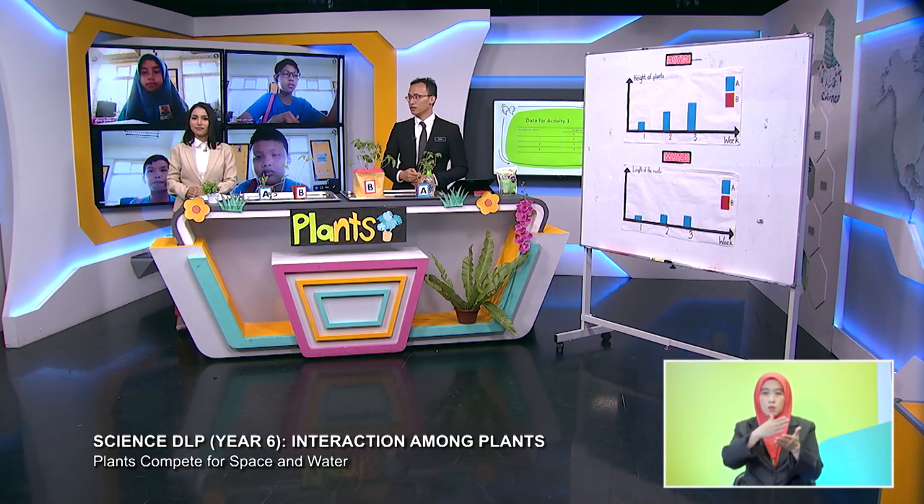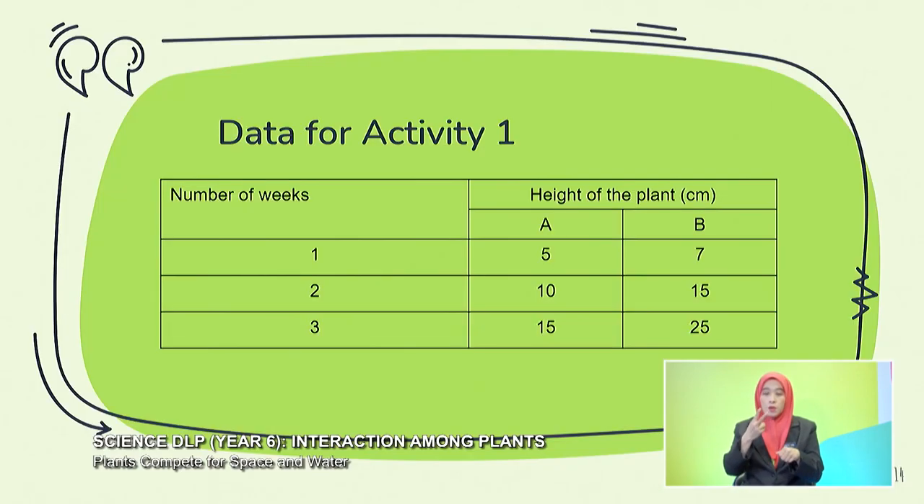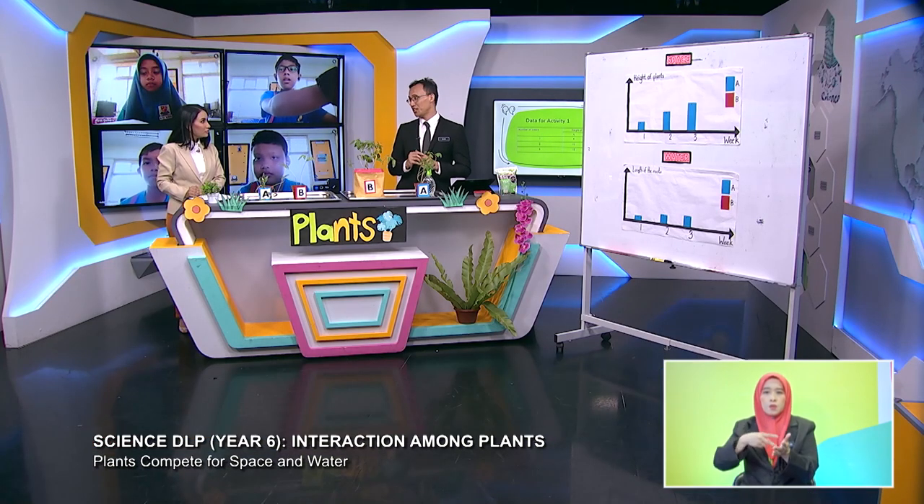After I've done this experiment, I've also collected some data. So let's have a look at the data collected for the first activity. As you can see from the table shown in the slide, we have number of weeks and height of the plants. These are the two components that we are looking at. Number of weeks is actually the manipulated variable. Manipulated variable means that it is something that we can change.